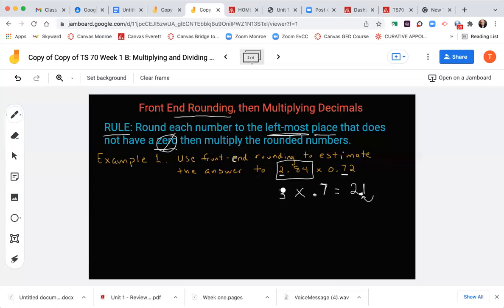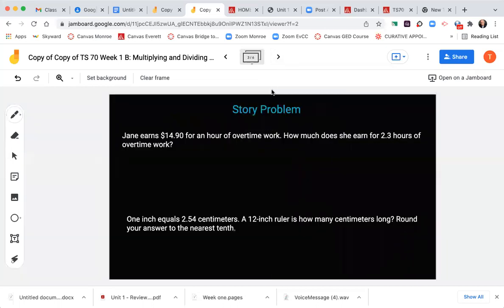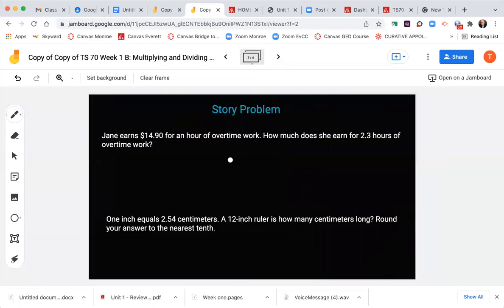That's front end rounding: leftmost number that's not 0. When you round, underline the place, look to the right. If it's 5 or more, go up 1. Then everything to the right of that number that you're rounding to is zeros. All right, let's look at a couple story problems here. And again, if you'd like, you can pause the video and copy this.